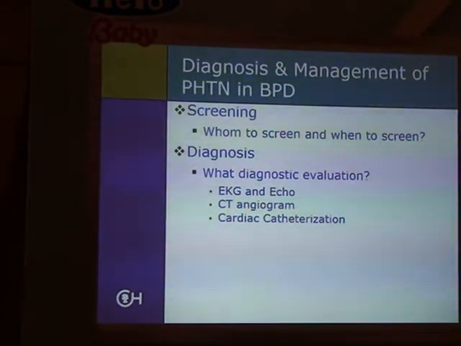We do trials of nitric oxide because it's quick and we can try. However, it's definitely not cheap. It's very expensive. So there's still conversations about that.